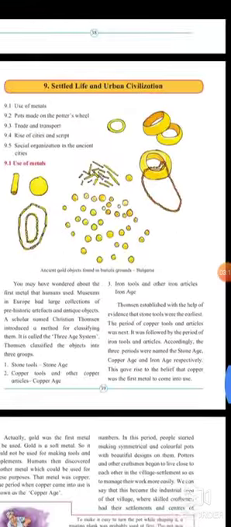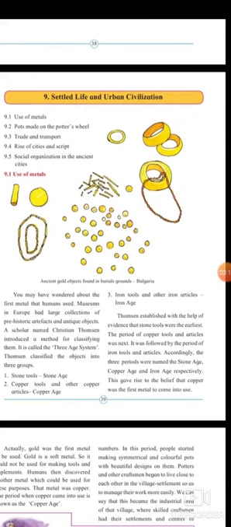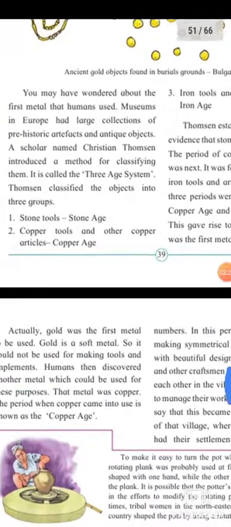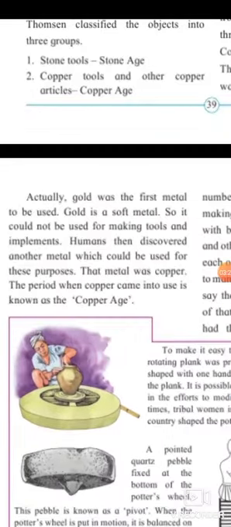These are ancient gold objects. Actually, gold was the first metal to be used. Gold is a soft metal, so it could not be used for making tools and implements. We cannot make jewels only with gold alone. We may use some different metals, like copper, along with it.